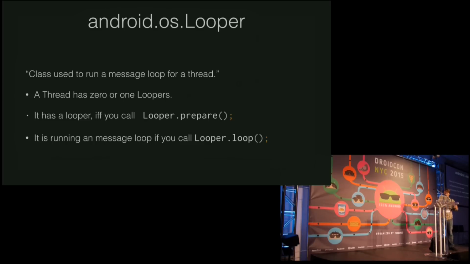So according to the docs, it's a class that is used to run a message loop for a thread. So every thread has 0 or 1 loopers. By default, there's 0 loopers. If you call Looper.prepare, that installs a looper into the thread that it was called on. The looper is not running until you call Looper.loop. And that starts the processing of this event loop or message loop.